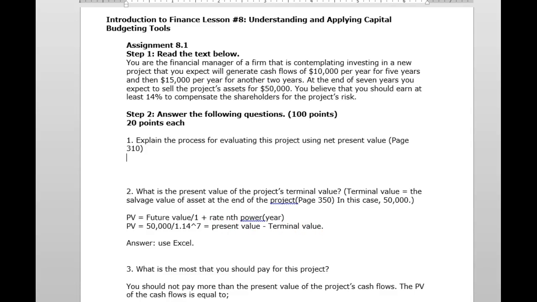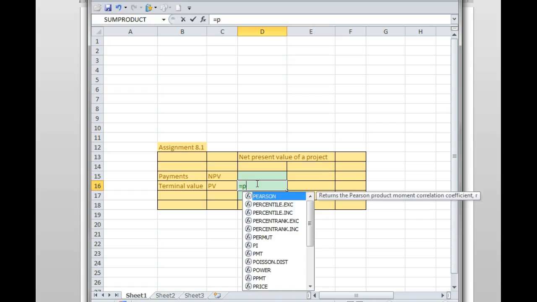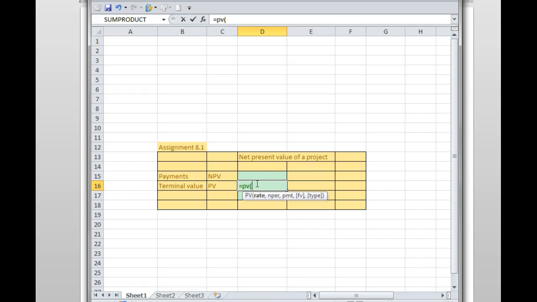An easy way to do this is to come right into a cell and use the present value function. So this is 0.14 for 7 periods, right? Comma, no payment, so you leave a space there, comma, comma, and the future value is 50,000. So what is that present value? There you go. Now, just notice that showed a negative, so if you come up here and put a negative in front of that 50,000, it's going to give you a positive value.